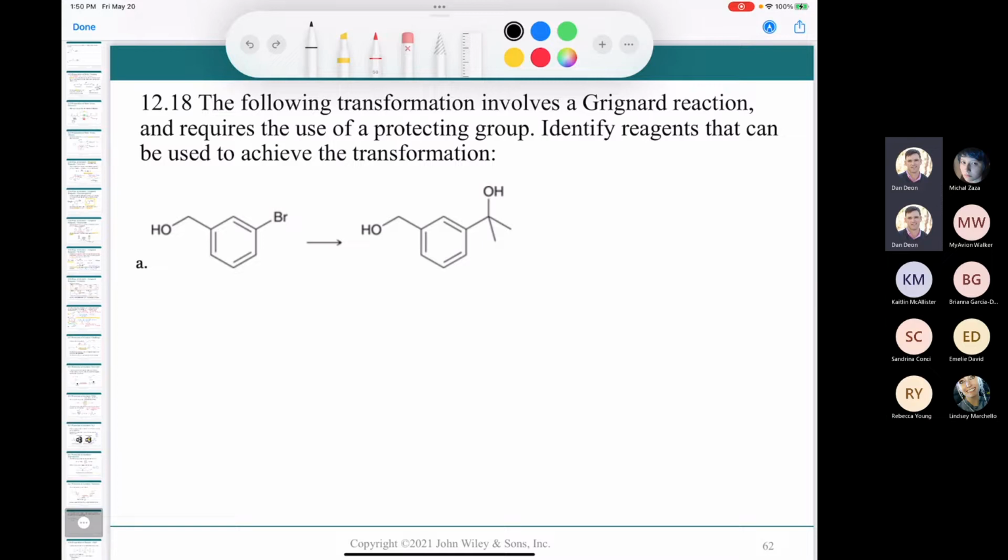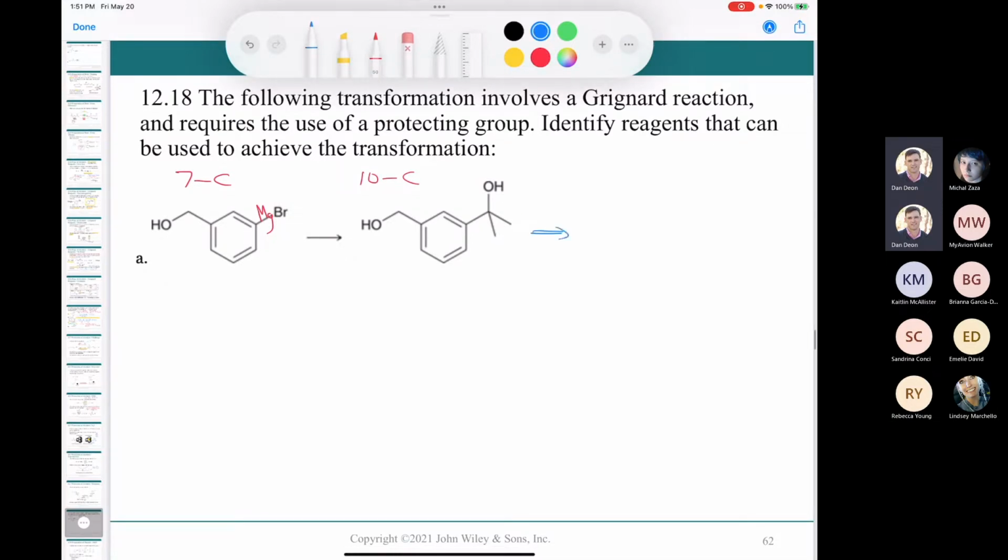The first thing I notice is that we're starting with a compound that has 7 carbons, and we're ending up with something that's got 6, 7, 8, 9, 10 carbons, and that means we have to add these 3 carbons here. Well, if I can insert my magnesium in here to make my Grignard reagent, what that would mean is that, since I have a tertiary alcohol, the ketone I'm going to need to react my Grignard reagent with would be acetone. And I think we all know how to make the Grignard reagent.